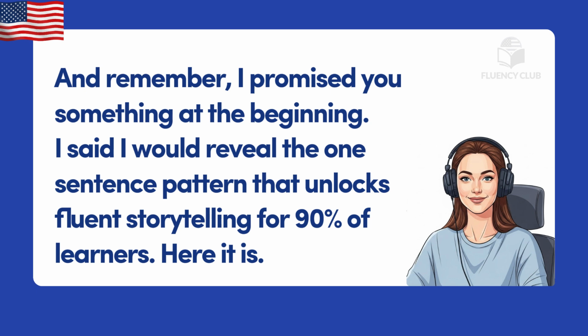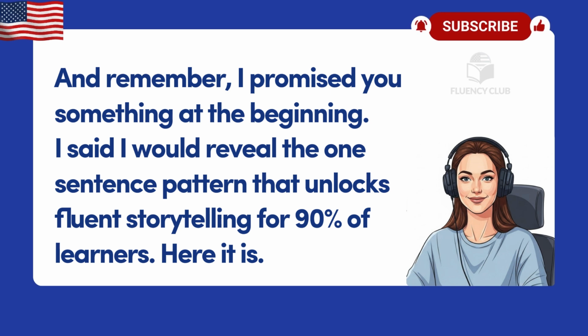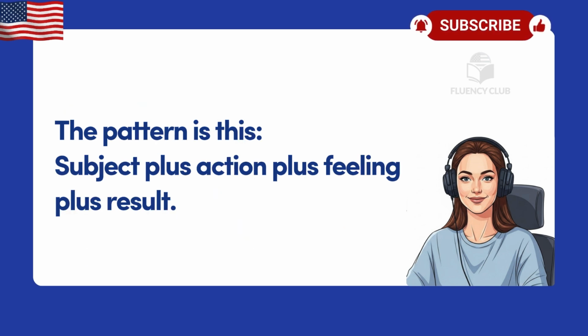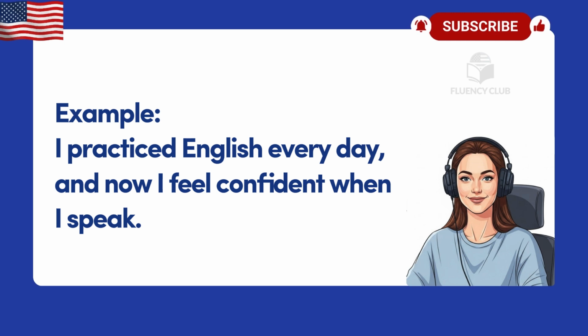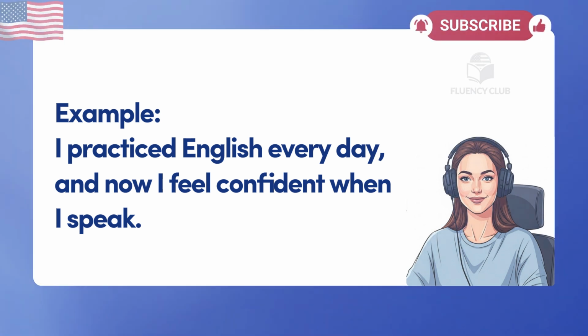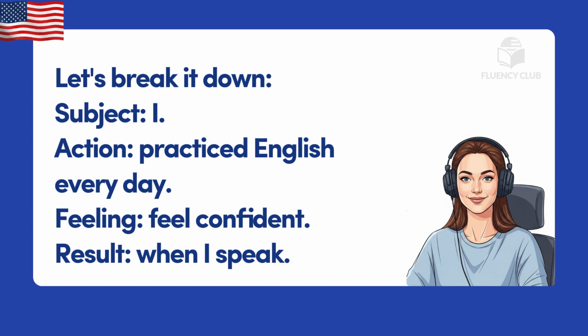I said I would reveal the one sentence pattern that unlocks fluent storytelling for 90% of learners. Here it is. The pattern is this: subject plus action plus feeling plus result. Example: I practice English every day, and now I feel confident when I speak. Let's break it down. Subject: I. Action: practiced English every day. Feeling: feel confident. Result: when I speak.